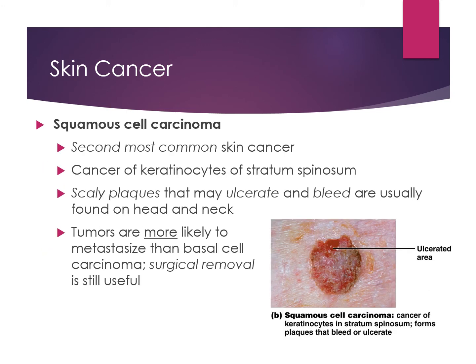The second type of skin cancer that you need to know is squamous cell carcinoma. This is the second most common skin cancer. Here you have cancer of the keratinocytes in the stratum spinosum. This type of tumor forms scaly plaques that can ulcerate, that is, they can form wounds and they'll bleed. This type of tumor is usually found on the head and on the neck. Now, these tumors are more likely to metastasize than the basal cell carcinoma tumors, but surgical removal is still useful.